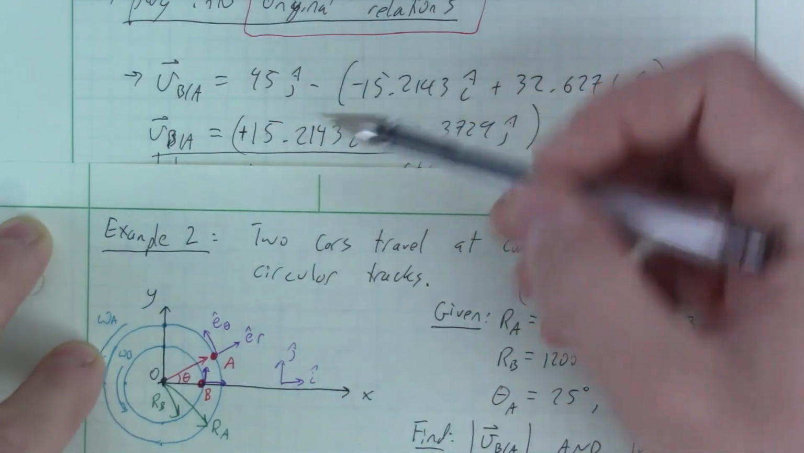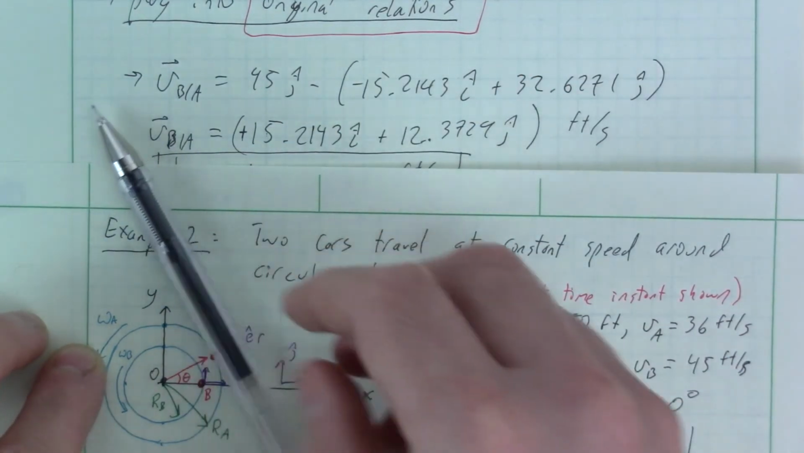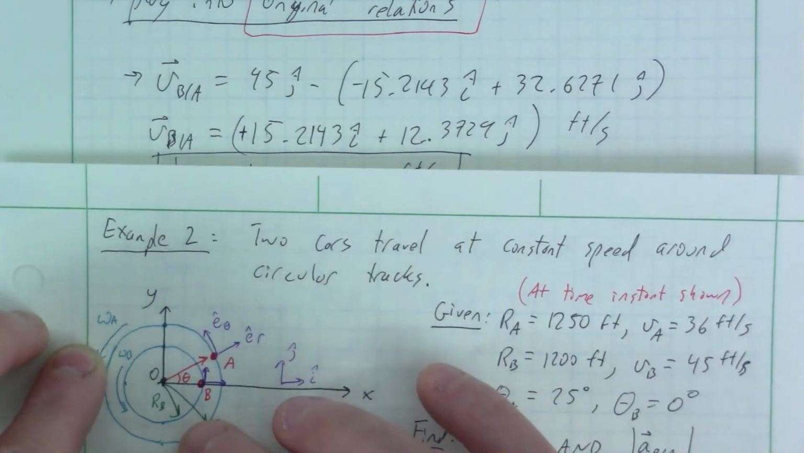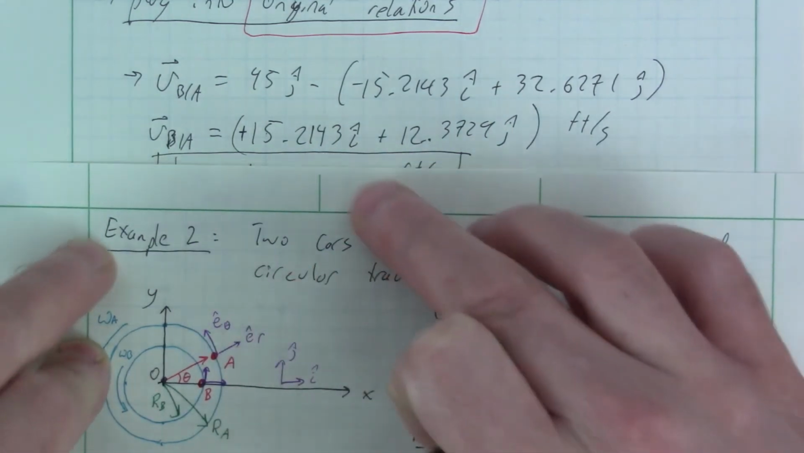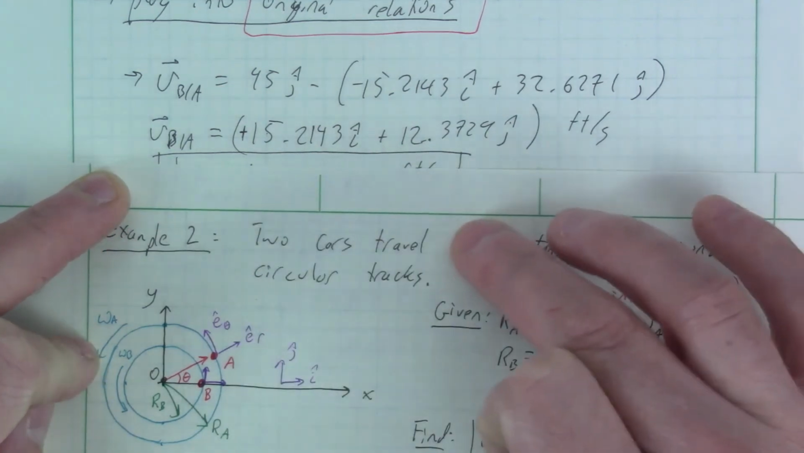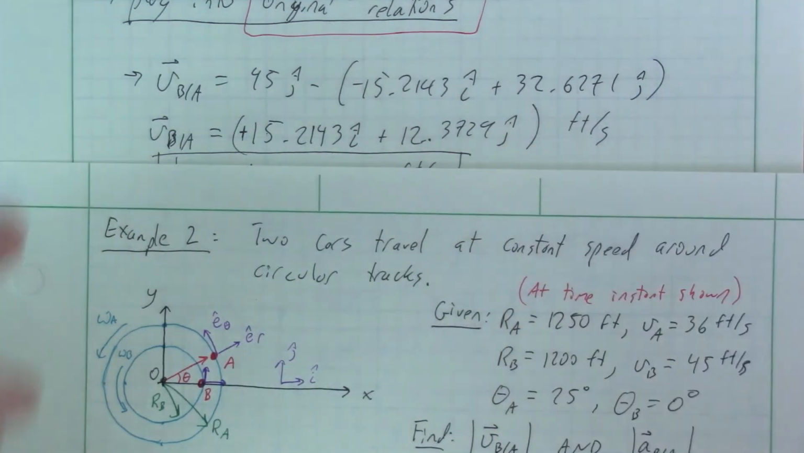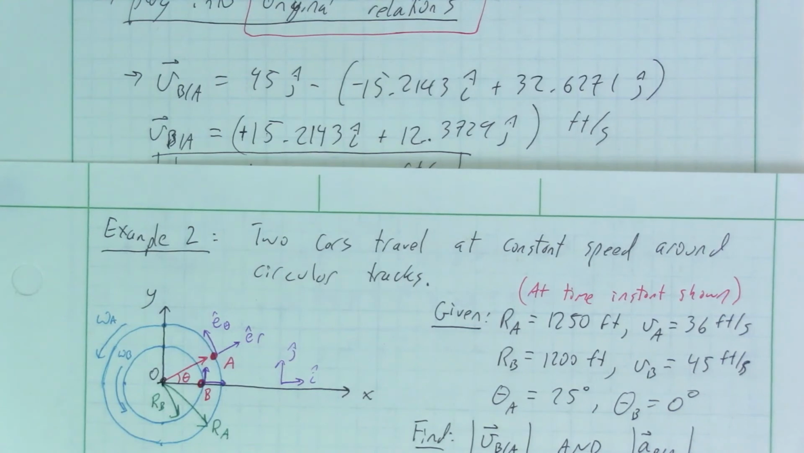These are our two components. Because A is moving to the left and upward, and B is only moving upward, but faster upward than A is moving, from A's perspective, it looks like B is moving to the right and moving upward. Okay, those are kind of the nice analysis you can do at the end of a problem like this.